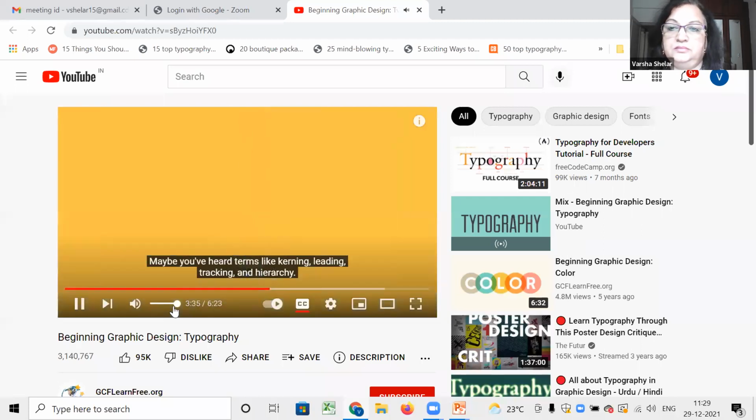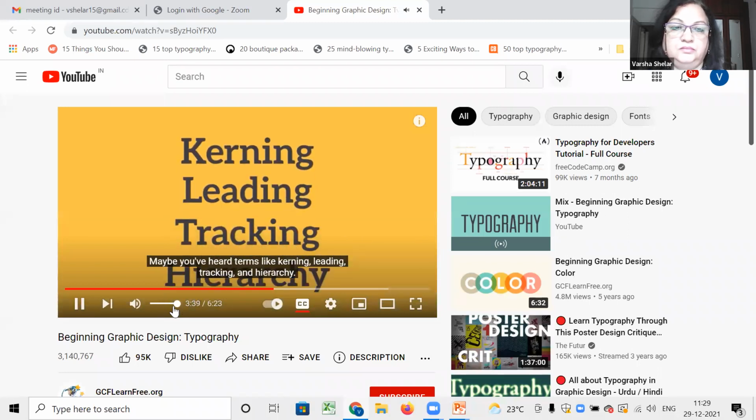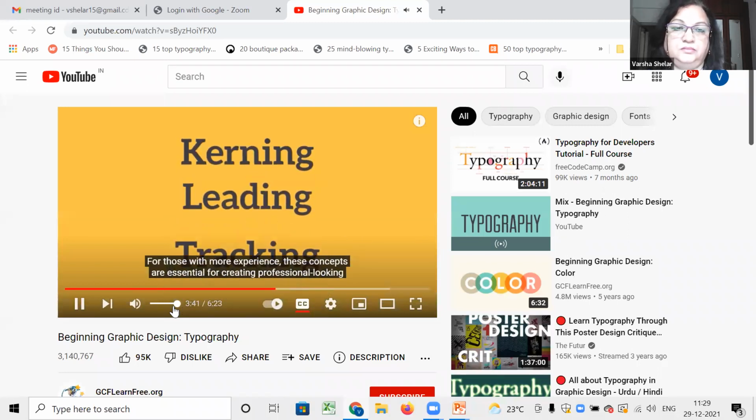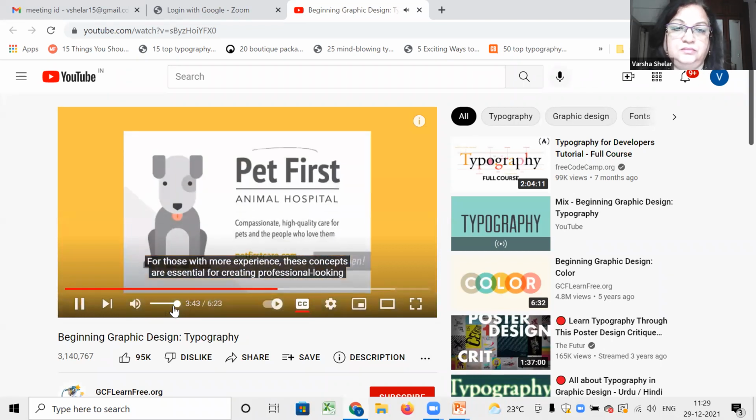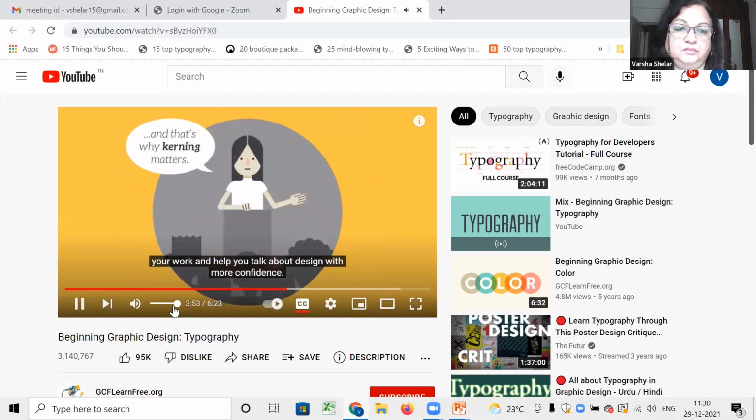Maybe you've heard terms like kerning, leading, tracking, and hierarchy. For those with more experience, these concepts are essential for creating professional-looking designs. As a beginner, you don't need to know everything about these terms, just enough to inform your work and help you talk about design with more confidence.